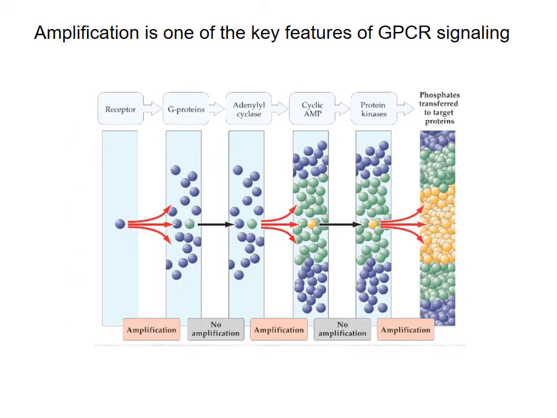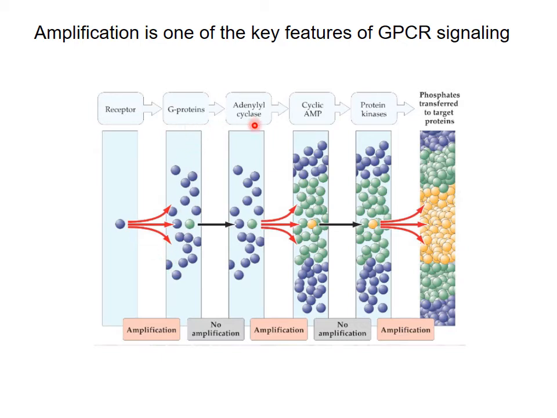One of the key features that you should know that this stepwise activation allows is amplification. This is one of the key features of G protein coupled signaling. How does it work? If we go from the binding of one neurotransmitter to the receptor, it can lead to the activation of many G proteins. So one activated receptor can activate many G proteins. That's the first step of amplification.